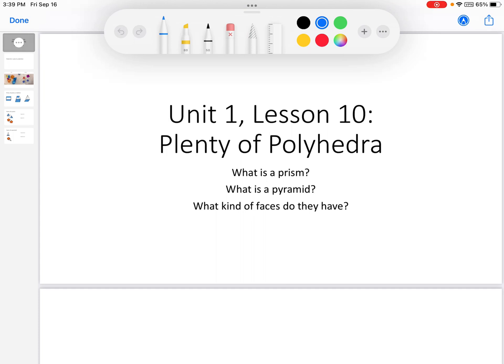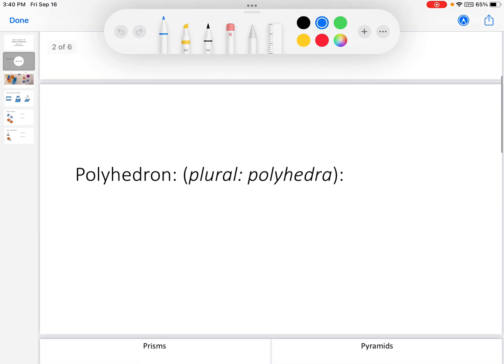Today's lesson is Unit 1, Lesson 10, Plenty of Polyhedra. In this lesson, we're going to cover what is a prism, what is a pyramid, and what kind of faces do they have and how many. And that's what this lesson is about. So let's get started.